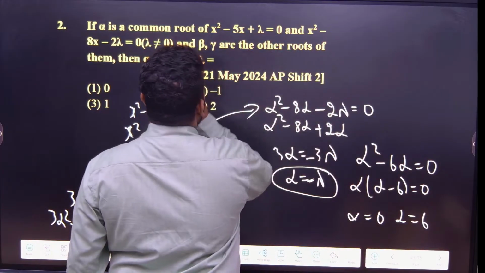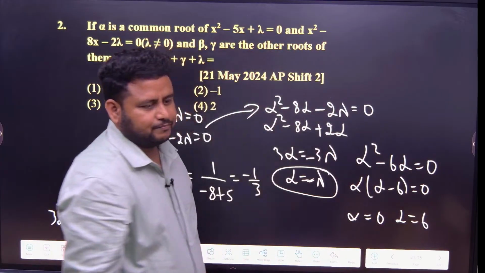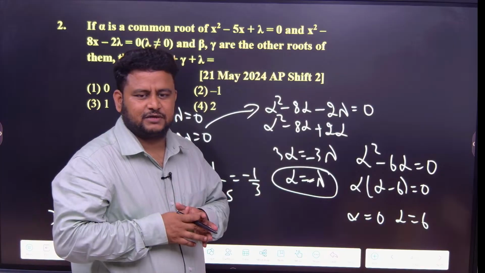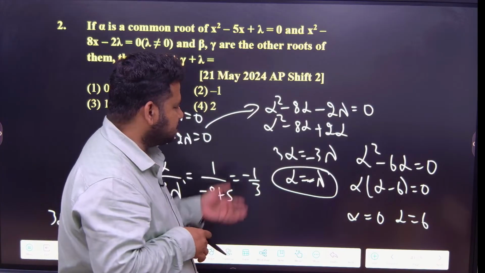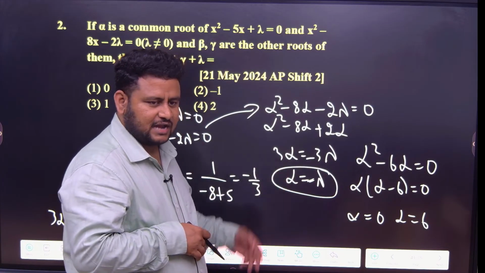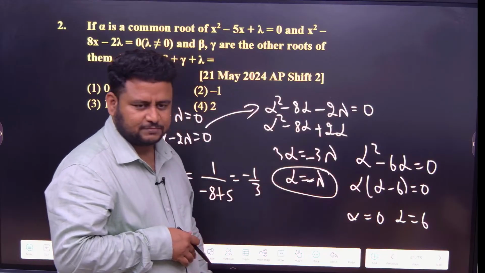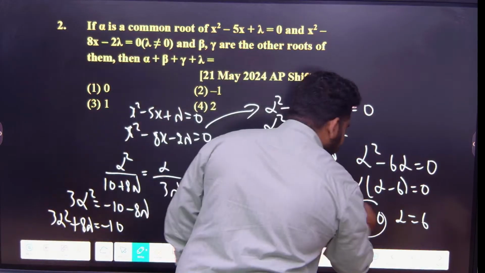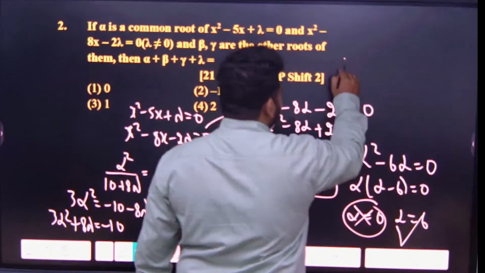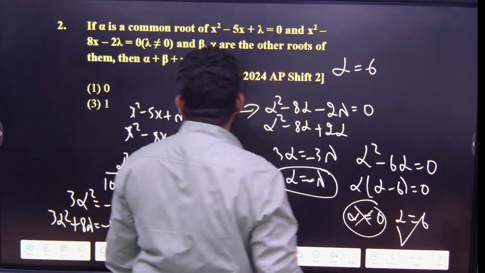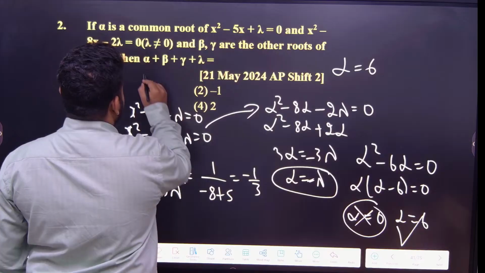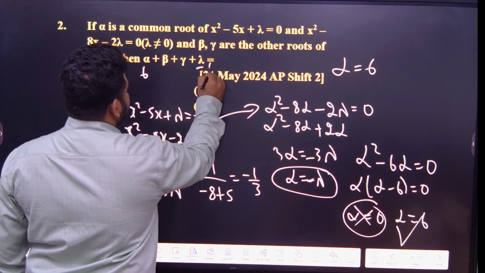But they have told lambda should not be equal to 0. That means alpha should also be not equal to 0, correct na? Because alpha is equal to minus lambda. When lambda should not be equal to 0, alpha should also be not equal to 0. I cannot take this, so I should take this value. So I got alpha is equal to 6. Lambda will be minus 6.